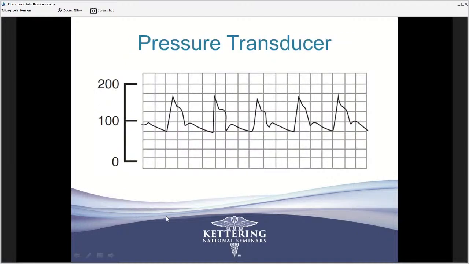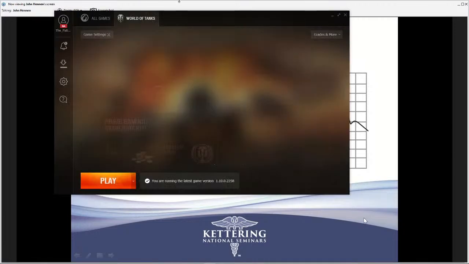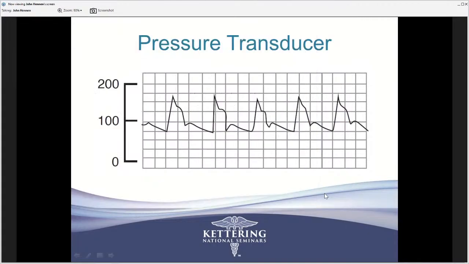Now, middle of the page there, you've got a waveform. Again, this is a typical arterial waveform that's got a dicrotic notch here. We'll talk a little bit more about that in just a minute. But again, that transducer is taking mechanical energy and transferring it into electrical energy so it can be used to project a waveform on an oscilloscope. That's what it's trying to do there.